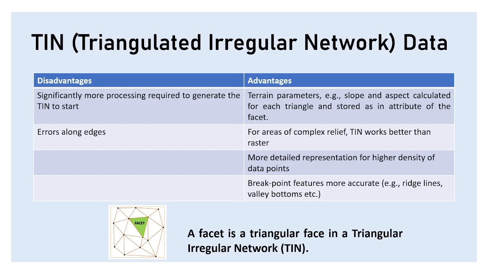But the advantage is that terrain parameters like slope and aspect can be related to a slope direction. The slope and aspect are calculated for each triangle and stored as an attribute of the facet. So each facet will have the attributes of slope and aspect. Such terrain parameters can be very well accounted for using the TIN data.